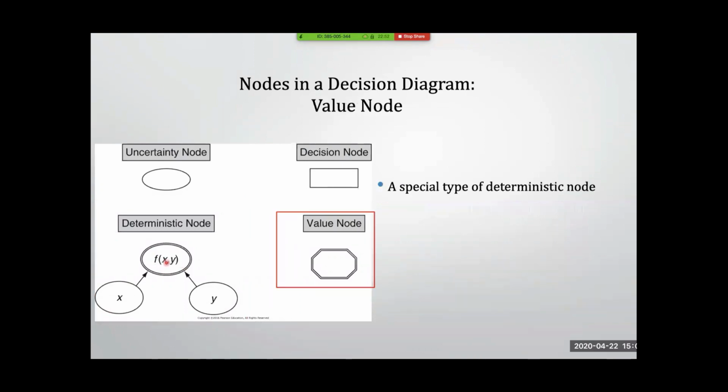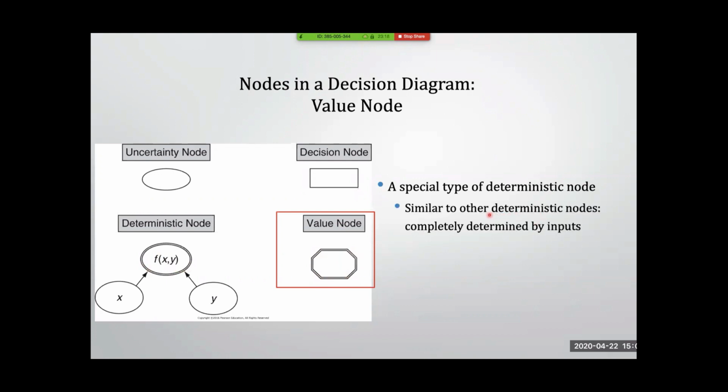And the last type of node is called a value node. You can think of a value node as a special type of deterministic node. Notice the similarities between the value node and the deterministic node. It is also a double-lined shape. However, it is no longer oval, but like the stop sign shape. Okay.